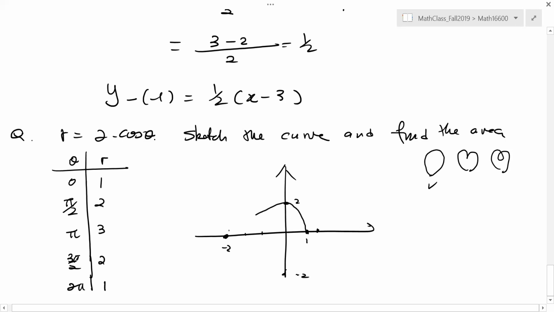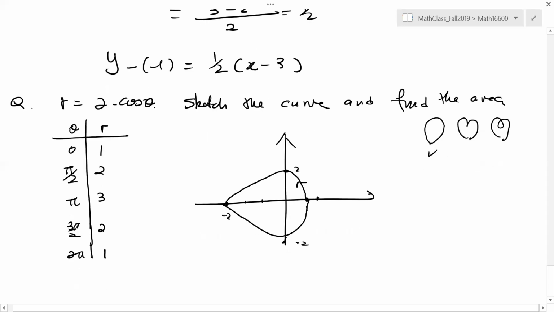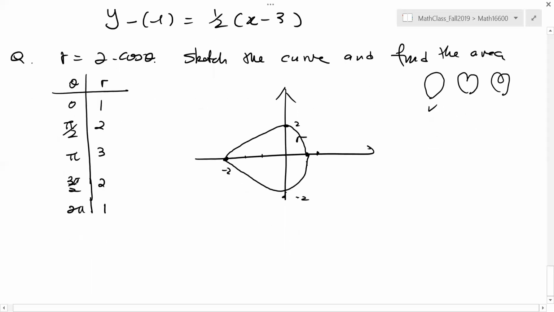So very quickly you can draw the graph. First, we should know how the graph looks. Then just plot 4 points and connect them. Then the next step is to find the area. So you write down the area formula.